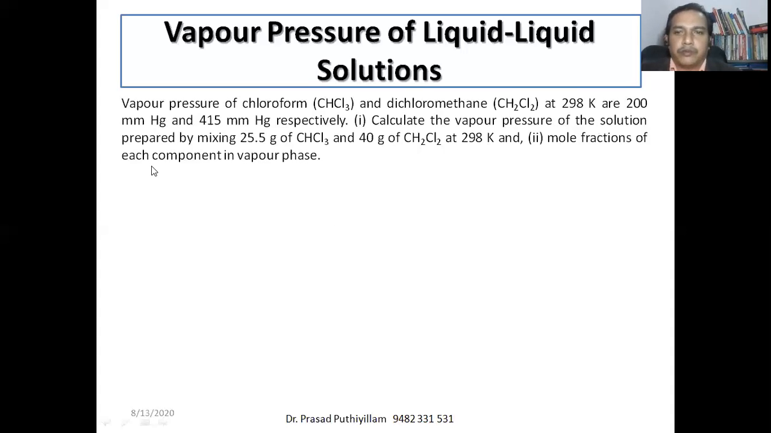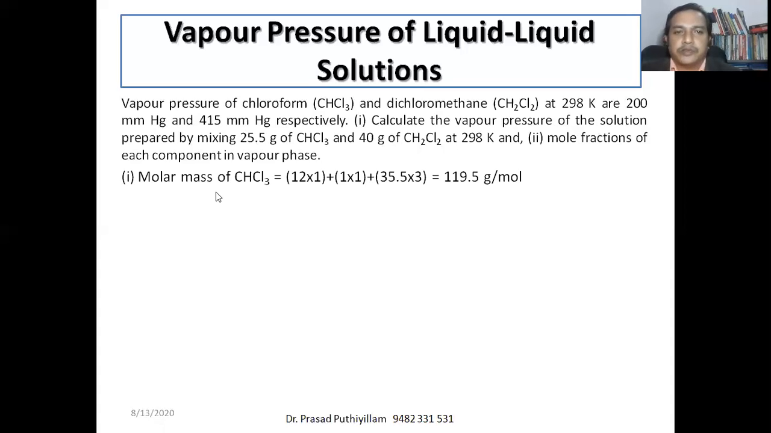So the mole fraction in the vapor phase, that is Yi. What are the values given? Their P01 values are given as 200 and 415 respectively for chloroform and dichloromethane. So let's start, and even the mass is given. If mass is there, we can calculate the molar mass, and we can calculate the mole fraction.